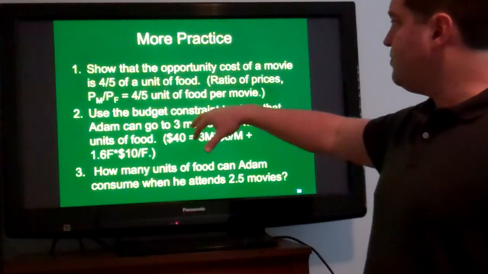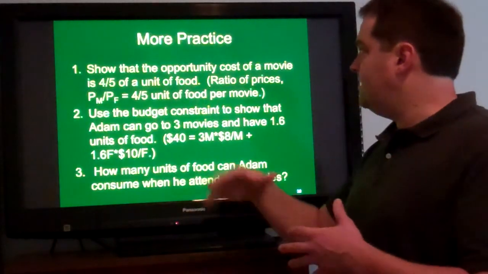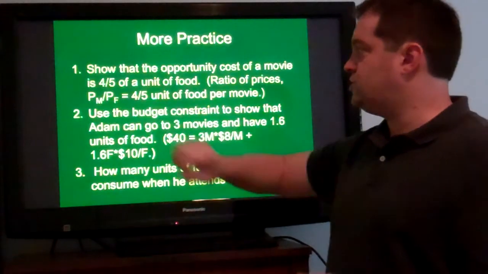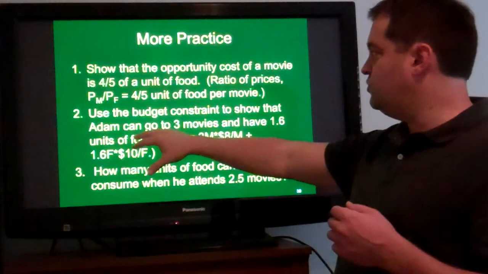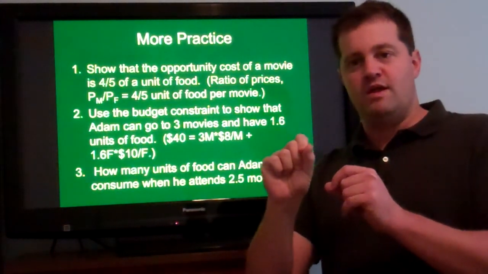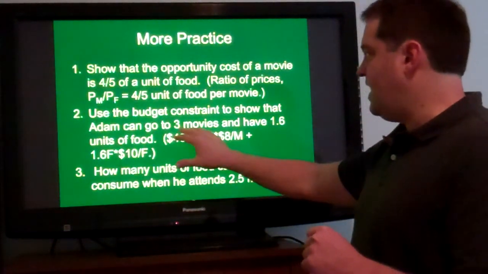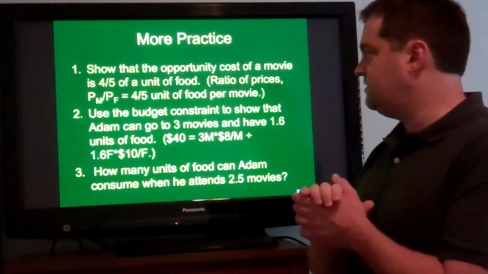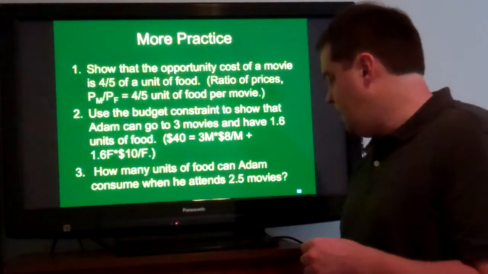So here are some other things to ponder, and some exercises that are good for students to do. We can first show what the opportunity cost of a movie is. This is going to be the ratio of the prices. What else we could do is use that budget constraint to show different places on the budget constraint that a consumer might locate him or herself. So let's ponder, if Adam goes to 3 movies, how many units of food could he have? Well, he could have 1.6 units of food. We could use the budget constraint to illustrate that.